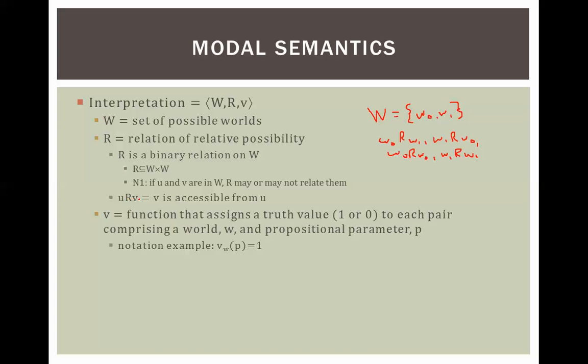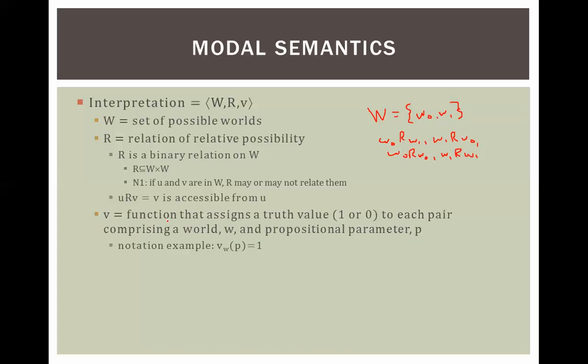So if U and V are in this set W, then it means world U is related to world V. That's what this means. Or V is accessible from U. And that's, by the way, a different V than this. That's not what that means. That means a world, like world 1. That's all that means.